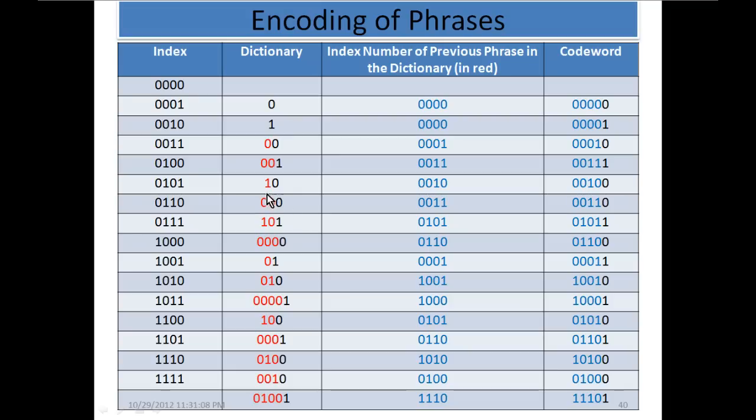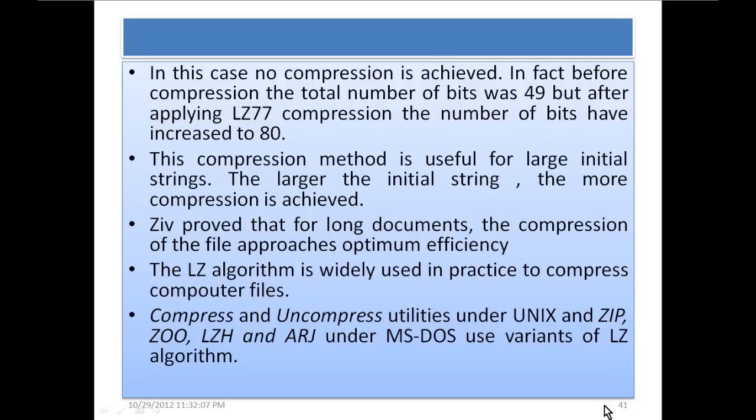After this one, 000 is received. This 00 is already there in the dictionary at location number 0011. Again, the location of this 00 is transmitted, so 0011 is concatenated with 0. After this 101 is received. 10 is already there in the dictionary at index number 0101. So 0101 is concatenated with this new bit 1, and that code word 01011 is transmitted, and it will keep going on like this until this one.